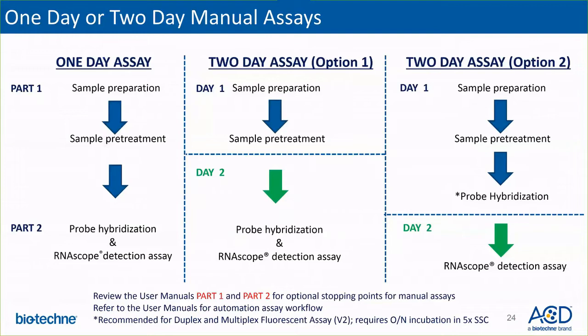The second option for splitting into a two-day assay would be to complete sample preparation, pretreatment, and probe hybridization on the first day, then incubate the slides overnight in a 5x saline sodium citrate solution. The following day, you would remove the slides from the 5x SSC and wash them with wash buffer, then follow with the amplification reagent. This is highly recommended with the duplex and multiplex fluorescent V2 assays, as these are much longer assays with several more amplification steps.